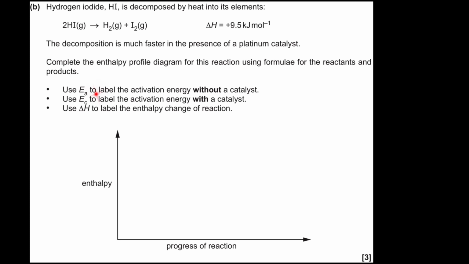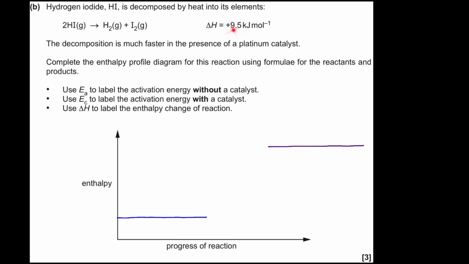Use EA to label the activation energy without a catalyst. Use EC to label the activation energy with a catalyst. And use delta H to label the enthalpy change of reaction. So I'm going to draw the energy profile here, and I'm going to start with the reactant. That's the reactant, and finish up with the product. So that's the product. How do I know the product is there?